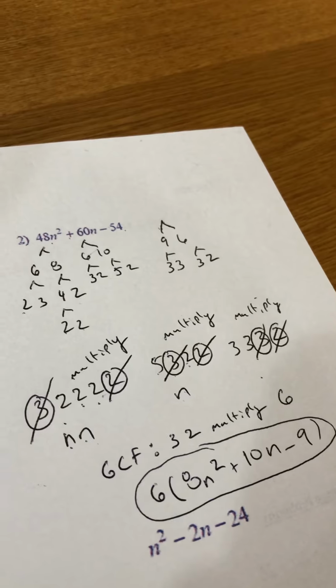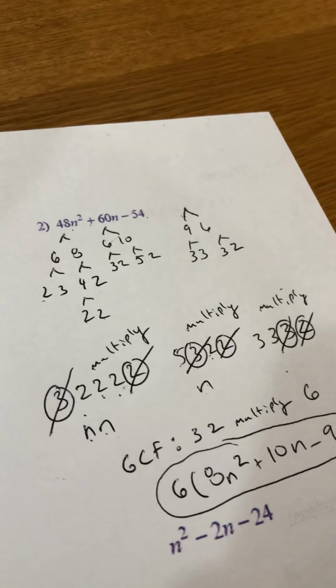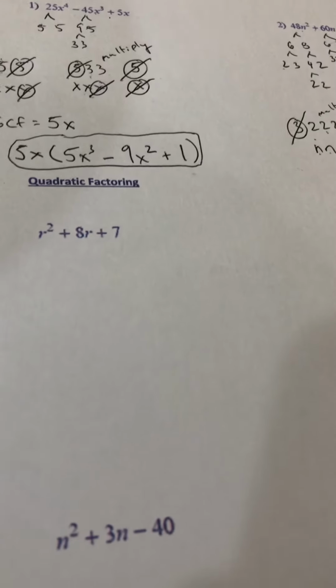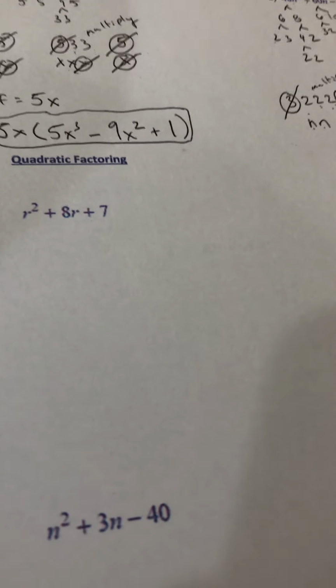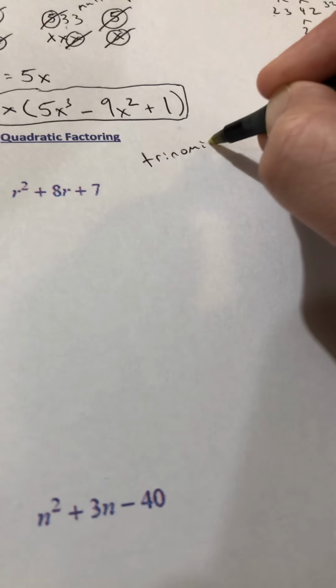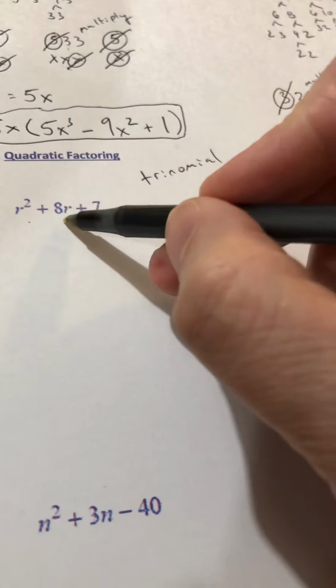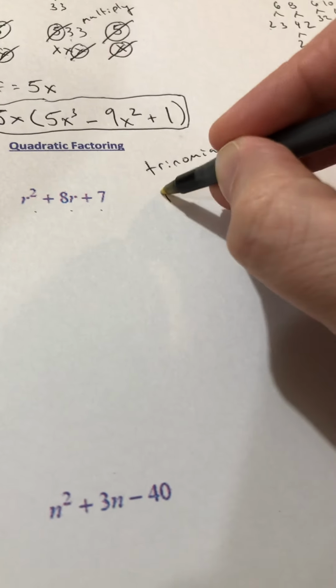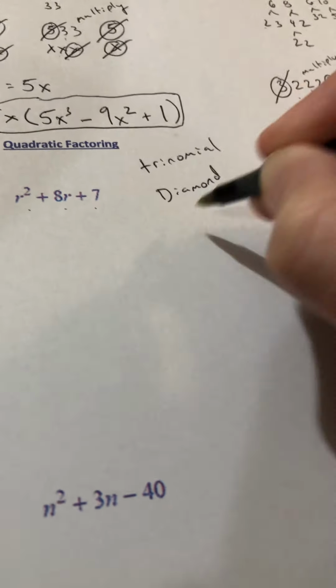Okay, so that's called GCF factoring, greatest common factor. Okay, on the Friday before we left for break, we learned what's called quadratic factoring. Okay, specifically, remember this is called a trinomial because there's 3 terms to it. Okay, and what we do is we use our diamond puzzles to factor these ones.